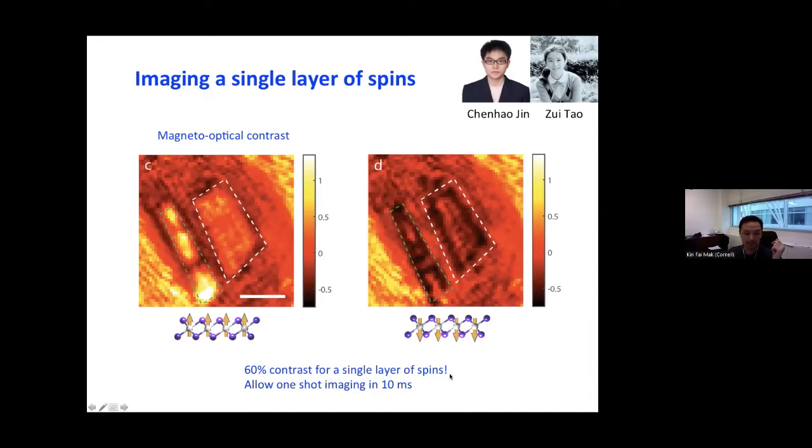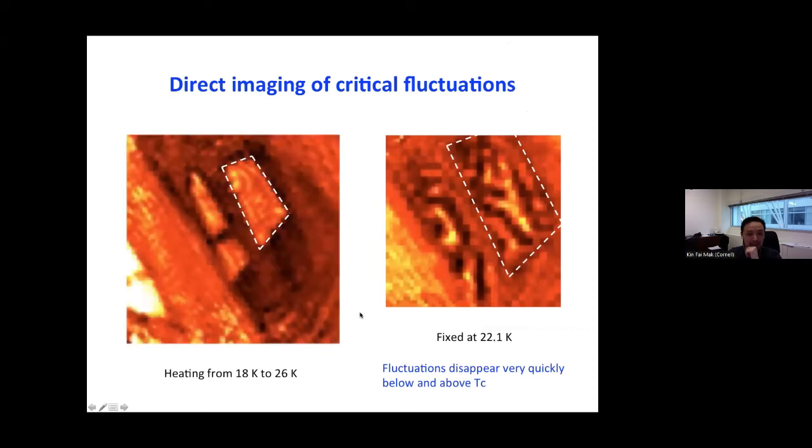The message I want to convey is that we can enhance the optical contrast so much that even for a single layer of spins, we can see 60% optical contrast. So you can get one shot of image and directly see spin up and spin down in 10 milliseconds time scale. That's really limited by the camera. If we have a faster camera, we can go faster.